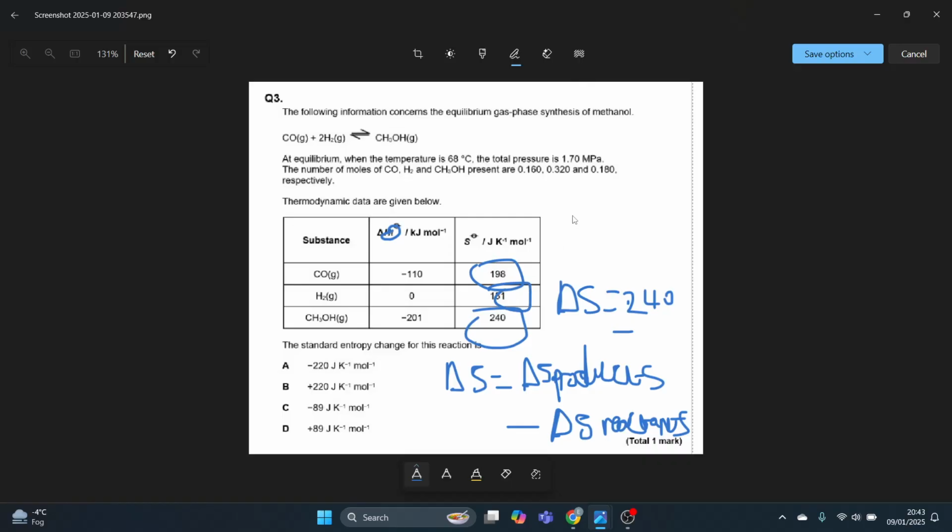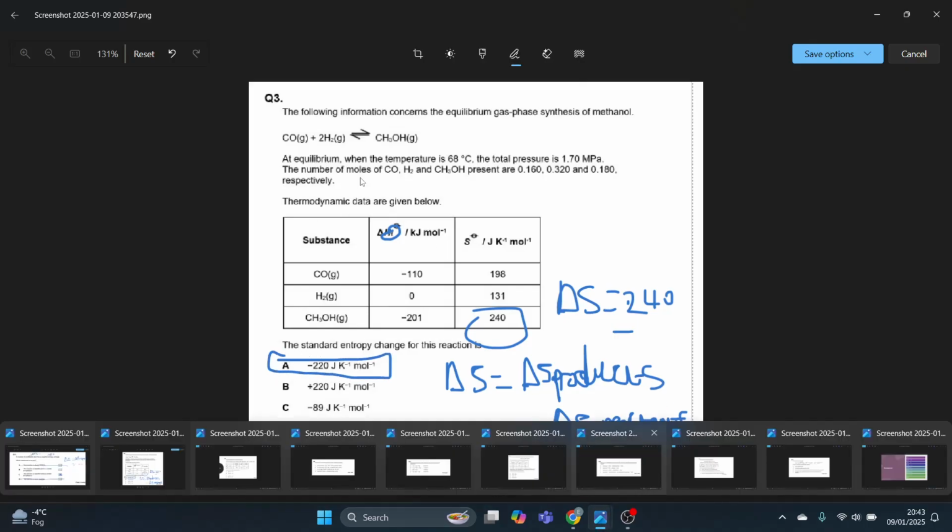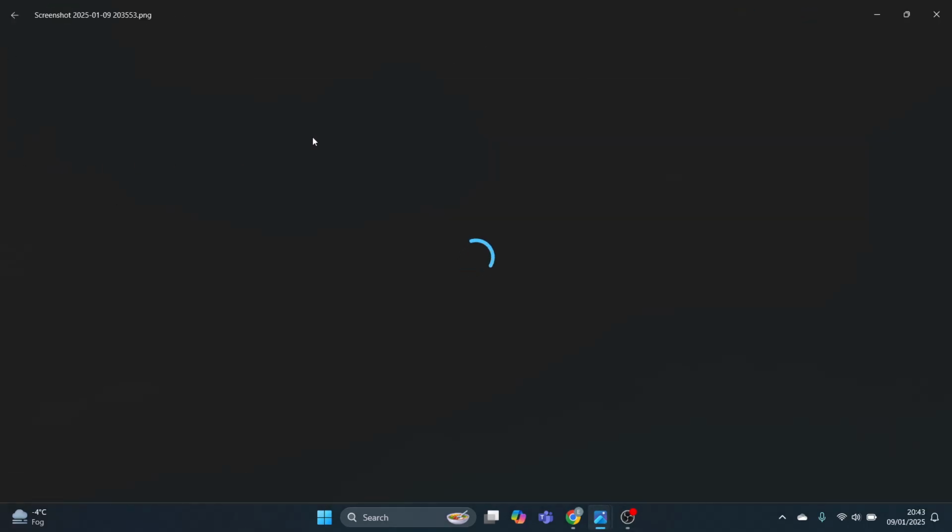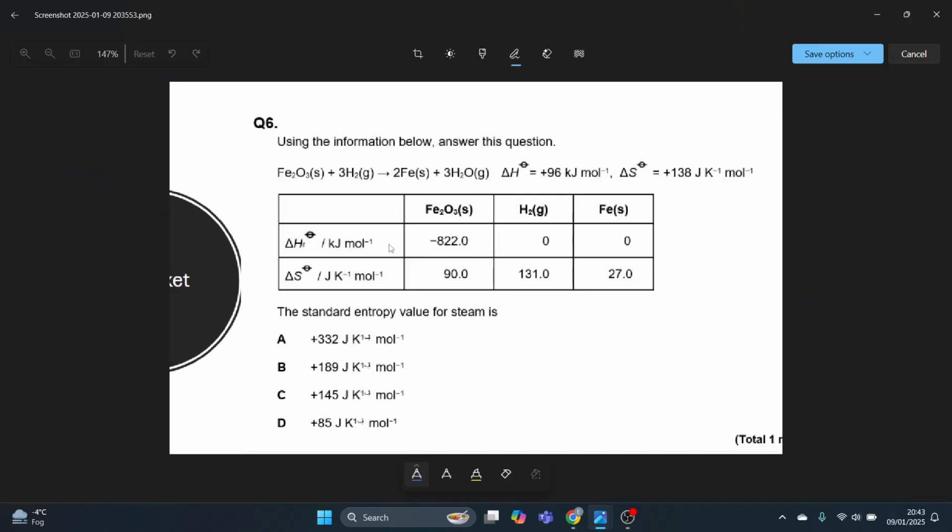So first things first, 198 plus 2 times 131, and then just 240 minus my answer. Minus 220. There we go, A. They give you all that information, and all you had to do was that. So don't be fooled or deceived by how much information they give you and assume that it means it's going to be a difficult question.